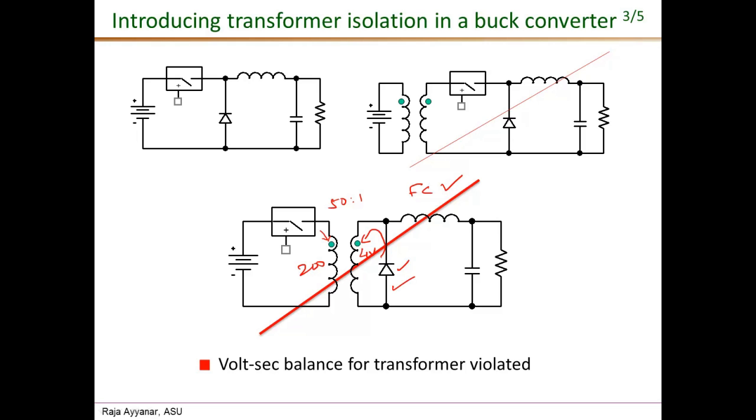Same thing, so the same voltage would be seen on the primary, just scaled by the turns ratio. So the V primary or V secondary, either of the two, its average cannot be 0. It is not equal to 0. Therefore, it violates the volt-second balance principle. So once again, it is not a valid circuit, but we are getting close.